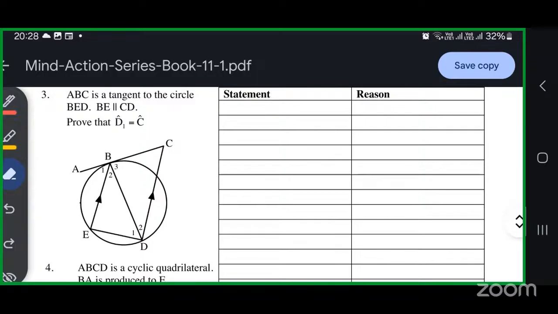Is there any diameter, guys, to this circle?